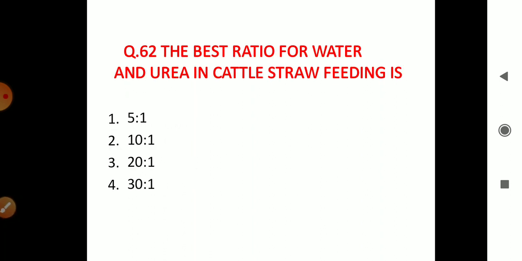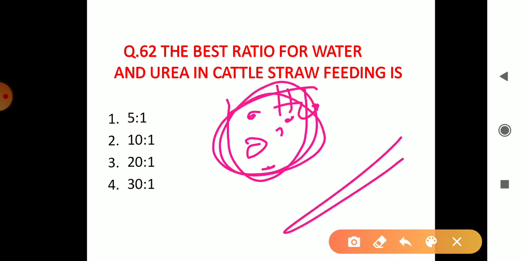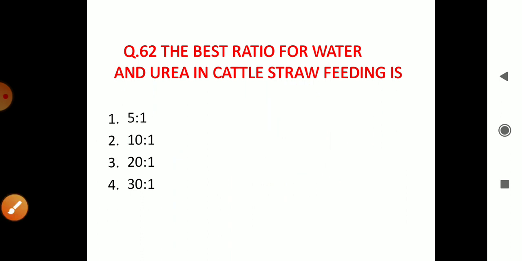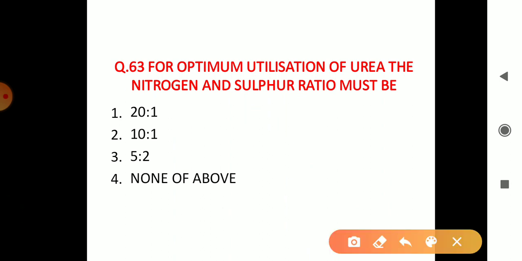Next question, the best ratio for water and urea in cattle feeding: when there is a mixture, we have some urea and some water. We make a preparation and sprinkle it over the straw for better utilization of the urea and better concentration of ammonia gas in the rumen in order to get a bypass protein. So the ideal ratio is 10:1. Dear students, please remember. Next question, for optimum utilization of urea, the nitrogen and sulfur ratio must be 10:1.